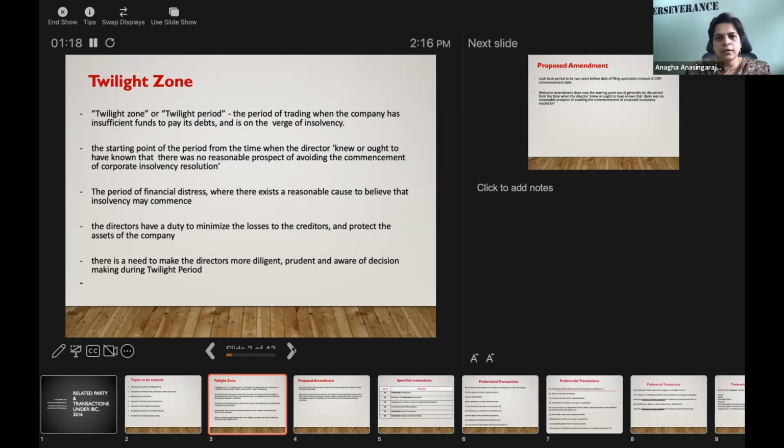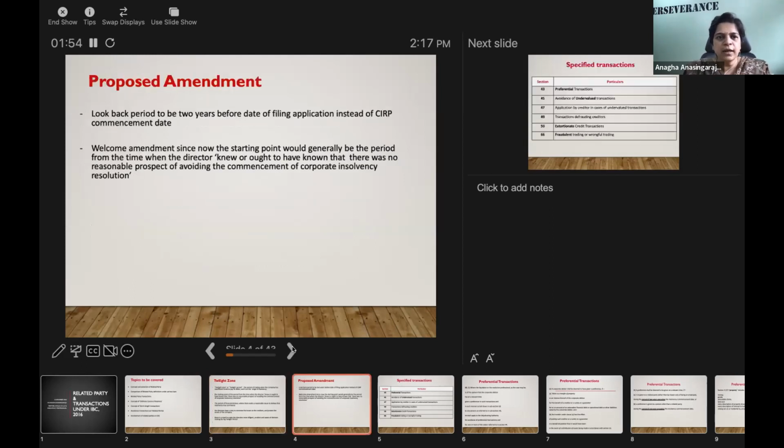But then it causes some additional responsibilities. In this particular period the directors are supposed to have higher responsibilities, or a duty to try to minimize the losses to the creditors and protect the assets of the company to the extent possible. So this is the rationale behind identifying this period as a twilight period. In this period, the director should be more diligent and more prudent and try to protect the assets so that further losses are not caused either to the financial creditors or to the operational creditors. So identifying this twilight zone is very important when we are trying to identify these transactions.